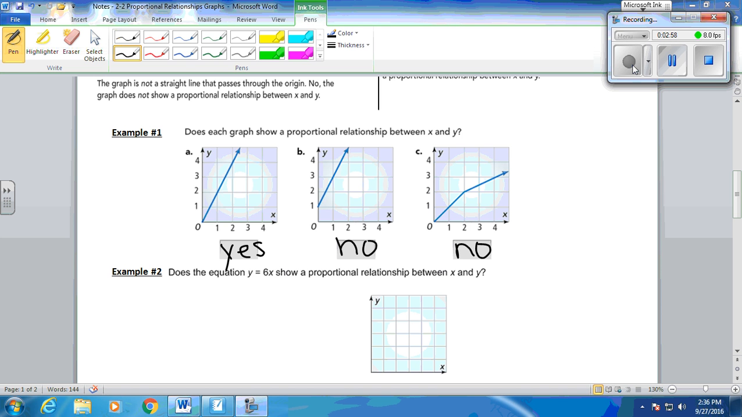And I would say that was pretty self-explanatory. A was the only one that does show a proportional relationship. B is a straight line, but it does not pass through the origin. And C is clearly not a straight line.